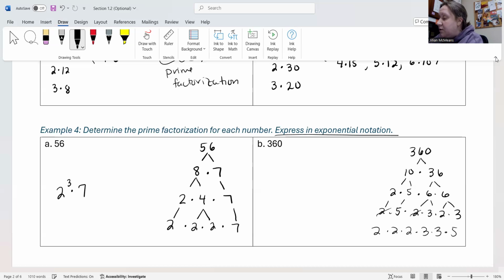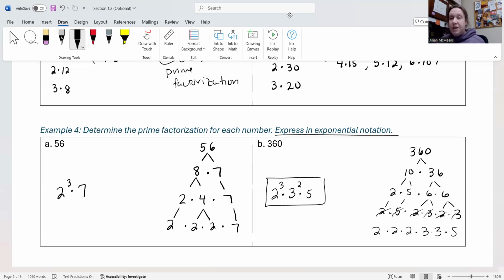Make sure you get all of your factors. I've got my 2s, I've got my 3s, I've got my 5. Now what we want to do is write this in exponential notation. 2 got multiplied by itself 3 times, so that's 2 to the third. 3 got multiplied by itself twice, so that's going to be 3 squared. And then there's just that 5 all by itself. So the prime factorization of 360 is 2 to the third times 3 to the second times 5. And if you take 2 times 2 times 2 times 3 times 3 times 5, you will get 360 when you multiply.